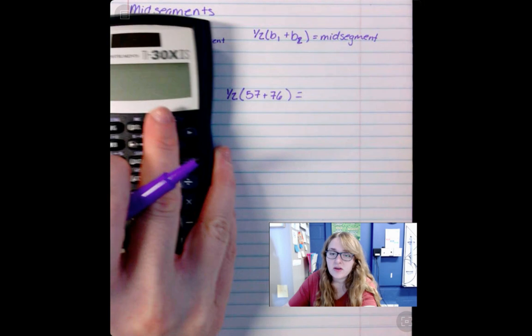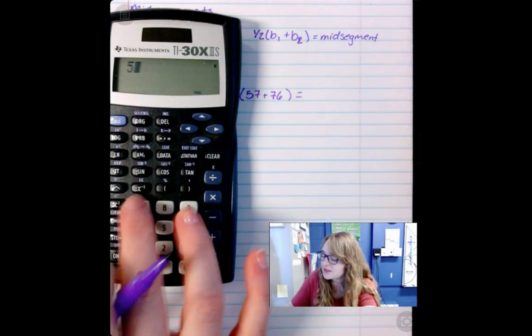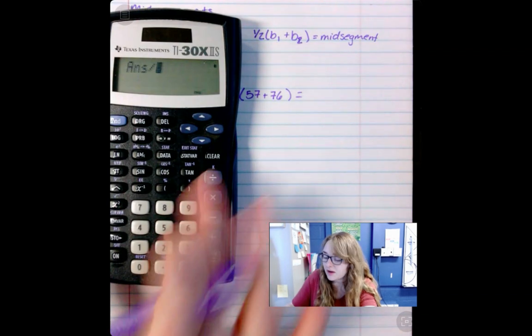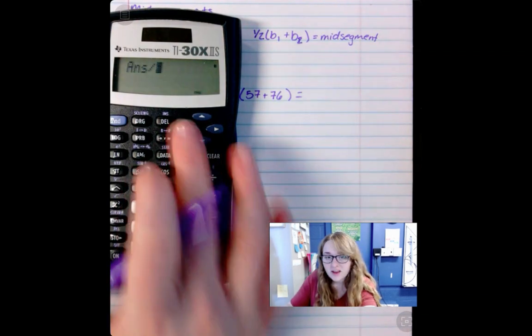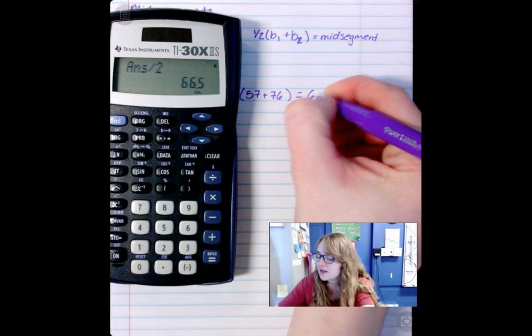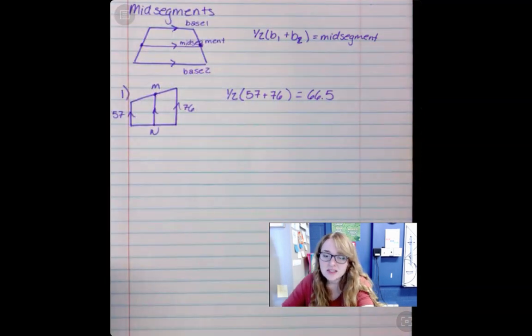So let's bring in the calculator. We have 57 plus 76 divided by 2. Ooh, not 5. 2. And that's going to give us 66.5. So MN, our mid-segment, is 66.5.